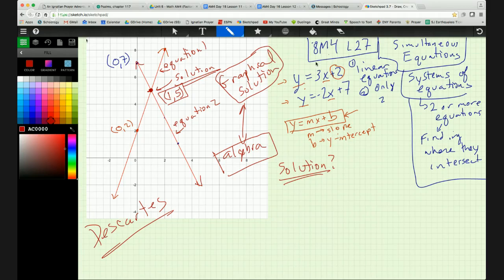And so let's look at solving the same system algebraically. There are a number of algebraic ways to solve it, but the way we're going to do it right now is by substitution. We're going to come back to this (1, 5) solution. It's going to be magic. You're going to see that algebraically, we're going to come up with a 1 and a 5. So let's look at how we solve this and see if we can make sense of it. y equals 3x plus 2, and y equals negative 2x plus 7.